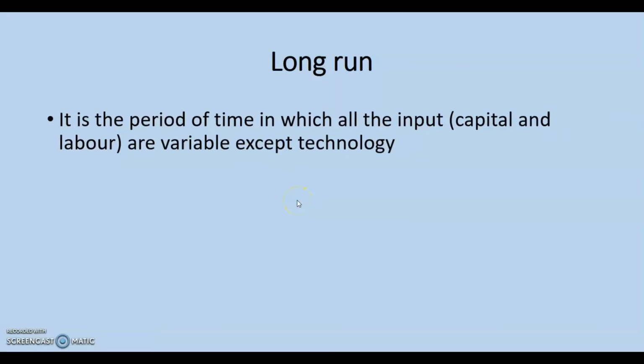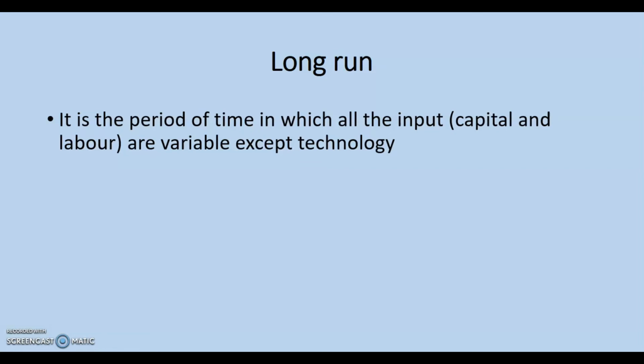Okay, so let's look at that of the long run. It is the period of time in which all the inputs, that is capital and labor, are variable except technology. So as I said, when we talk about the inputs, we are talking about the capital and the labor, which are variable, except technology. So technology does not change in the long run. What changes are the inputs, that is, the capital and the labor.